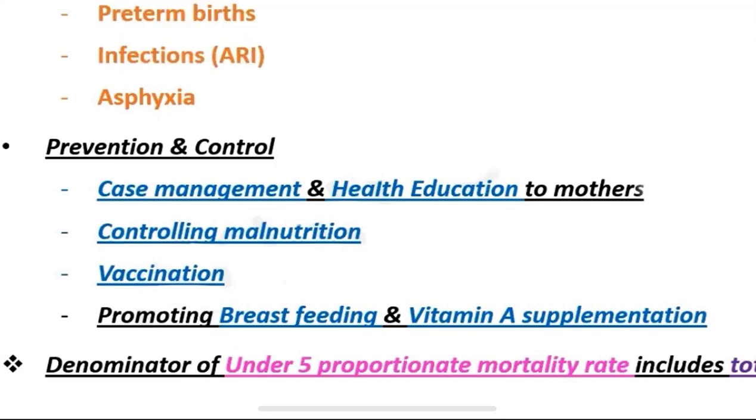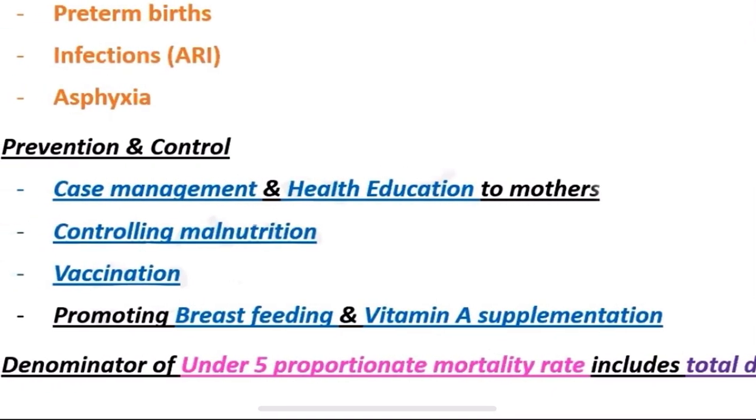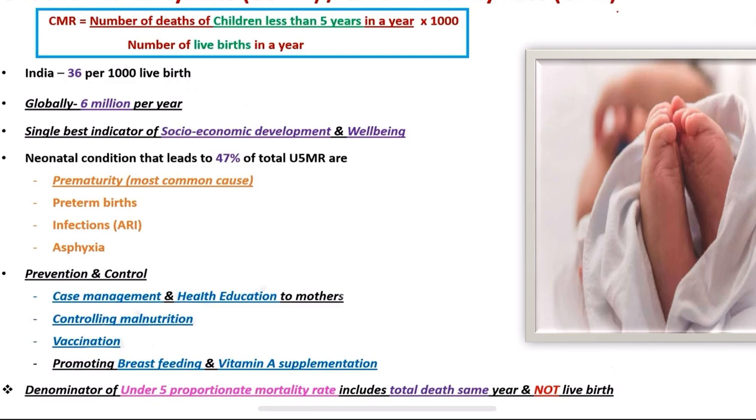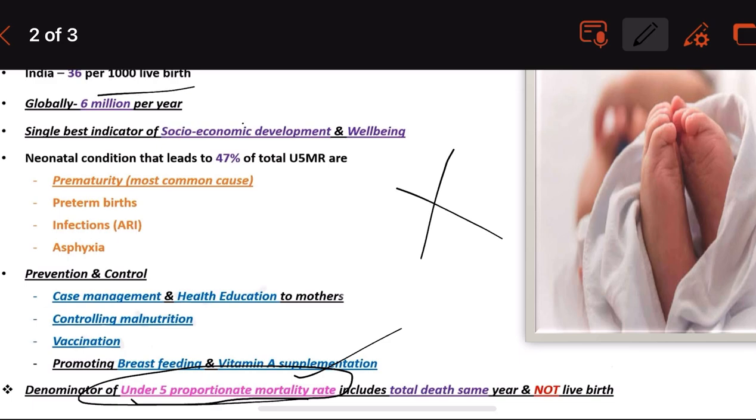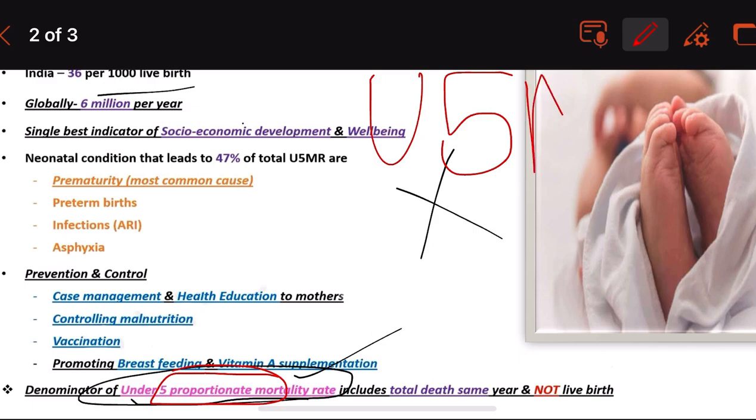Next, we have an MCQ which we found in a previous question paper. The denominator in under 5 proportionate mortality rate includes the total deaths in the same year, not the live births. So a very tricky question they had asked. Whenever we see the under 5 mortality rate, we mark the total number of live births. Wrong. They are asking an additional word. You can see here, under 5 proportionate mortality rate. If they ask for the under 5 mortality rate formula, we know it very well.